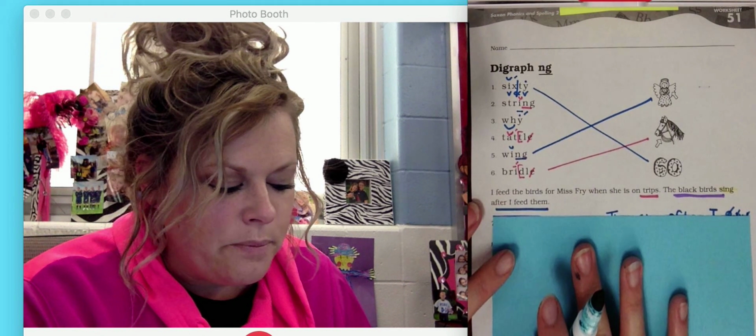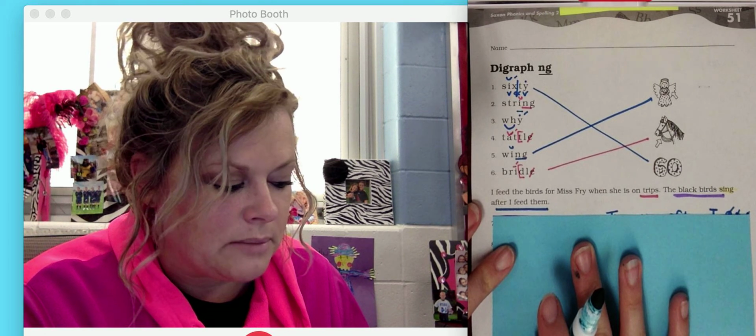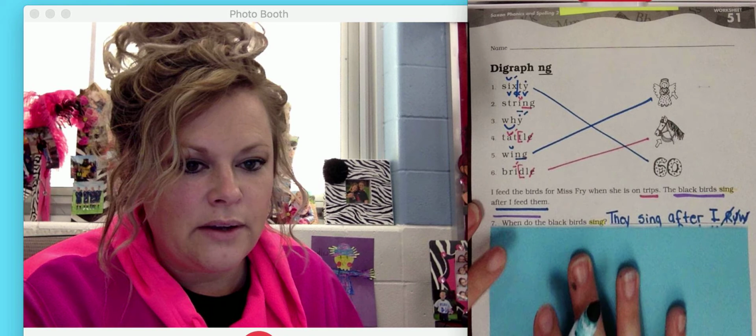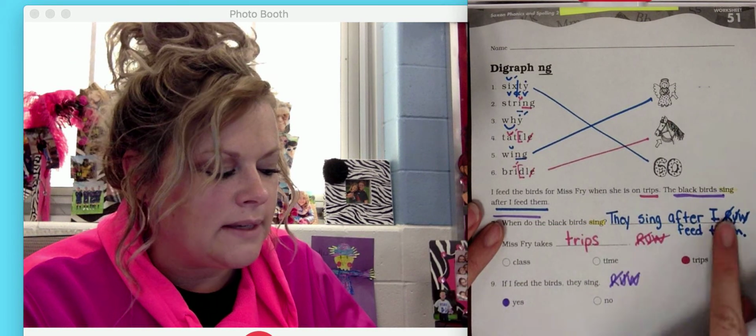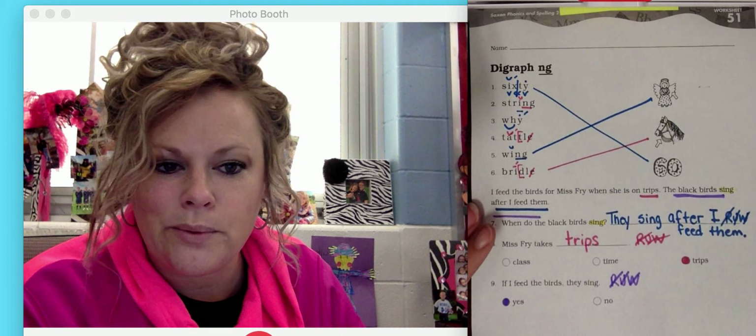I hope you read and completed I Feed the Birds for Miss Fry when she is on trips. The blackbirds sing after I feed them. Here is your RUWs and your answers. I did do a complete sentence. It was a pretty small line, but I thought I could do one, squeeze it in there.